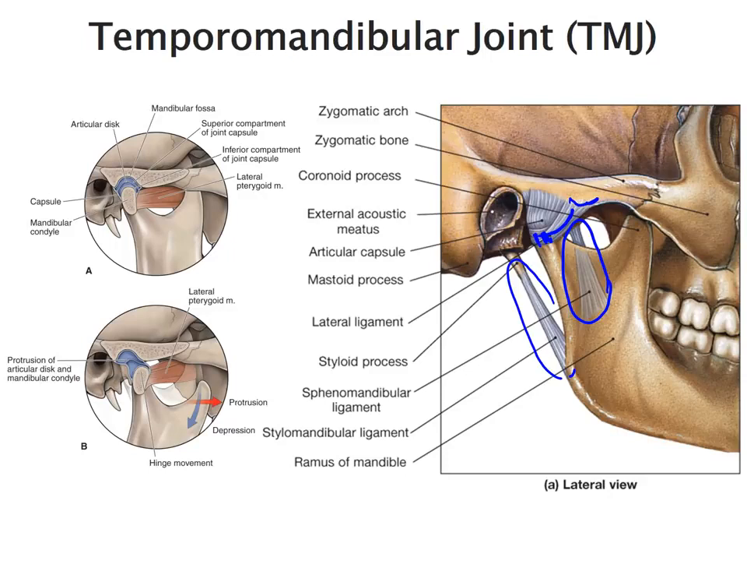If we peer into the joint, you'll notice that it's comprised of both a superior and an inferior compartment, and those compartments are divided by something referred to as the articular disc, as shown here. This articular disc is made up of fibrocartilage. In general, the temporomandibular joint is classified as a modified hinge joint. This is because in addition to hinging, it also allows for gliding movements.